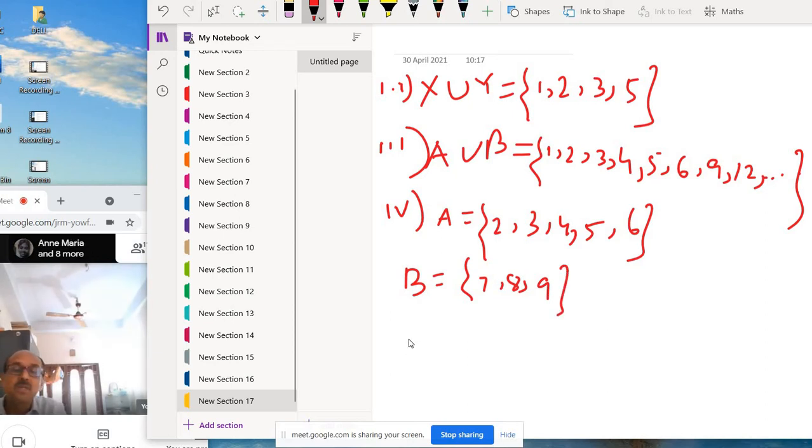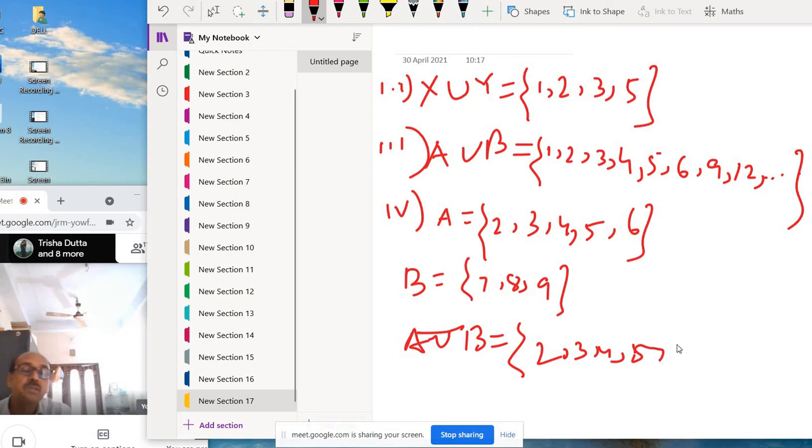Now their union, A union B, equals the join of A and B. Start from 2: 2, 3, 4, 5, 6, 7, 8, then 9. Close the set bracket. So 2, 3, 4, 5, 6, 7, 8, 9 is A union B.